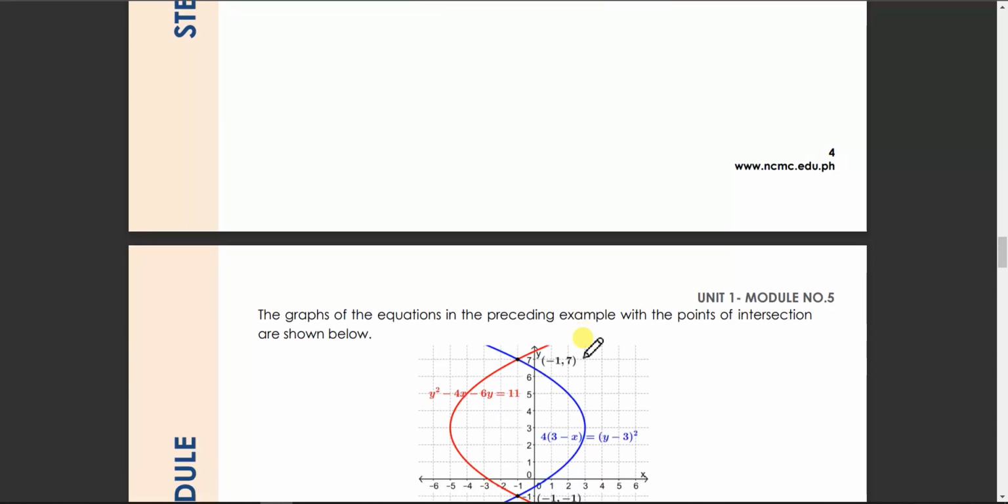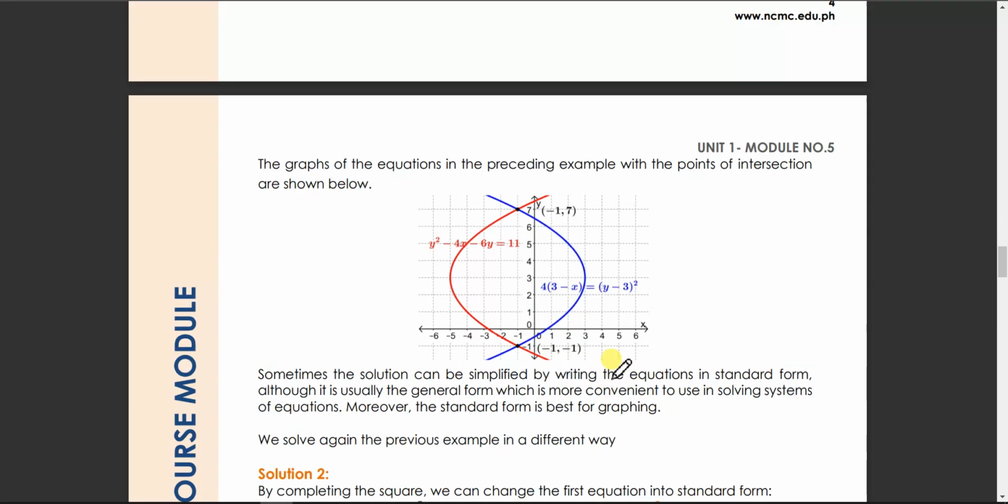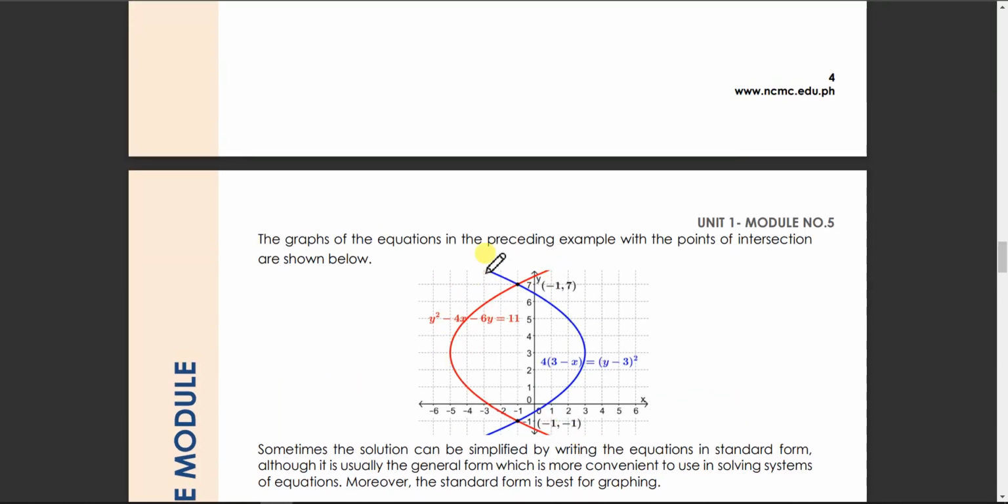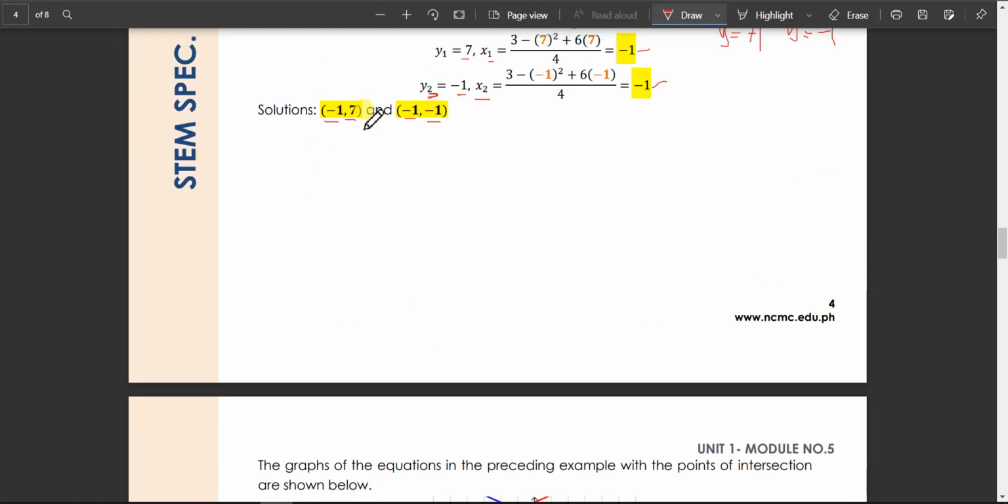So if you are going to graph that, they are actually two parabolas that are facing each other. That is their form. Then these are their intersections. So these are the coordinates of all the intersections.